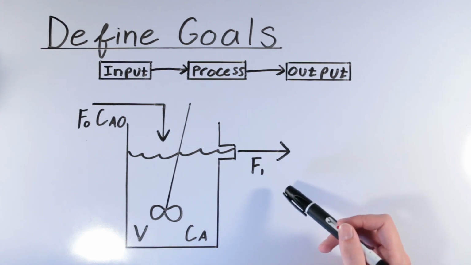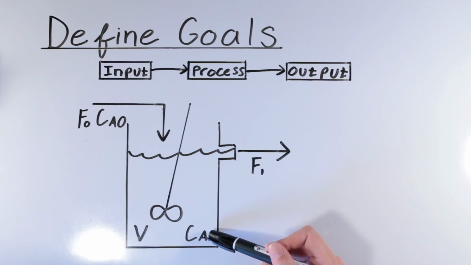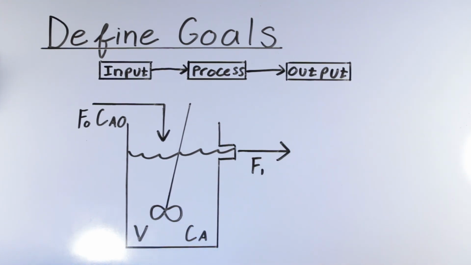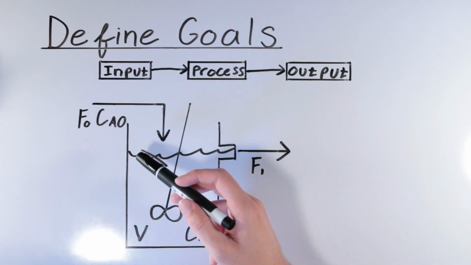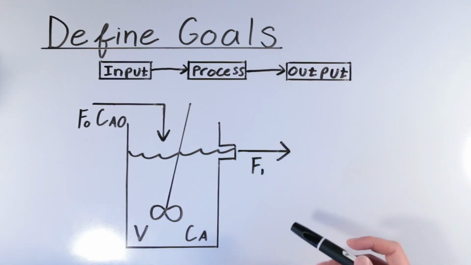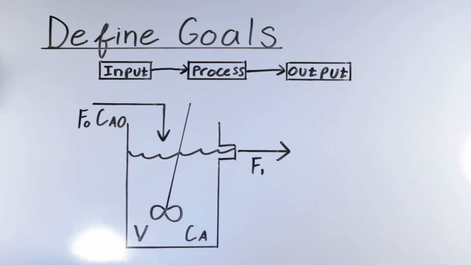The concentration of chemical A in stream F sub 1 is the same as the concentration in the tank because we're making this assumption of ideal mixing. Looking at this system, it is intuitive that if the concentration of component A in the inlet stream hasn't changed in a long time, then the concentration of A in the tank, and hence in the outlet stream, will be very close to the concentration of A in the inlet stream.